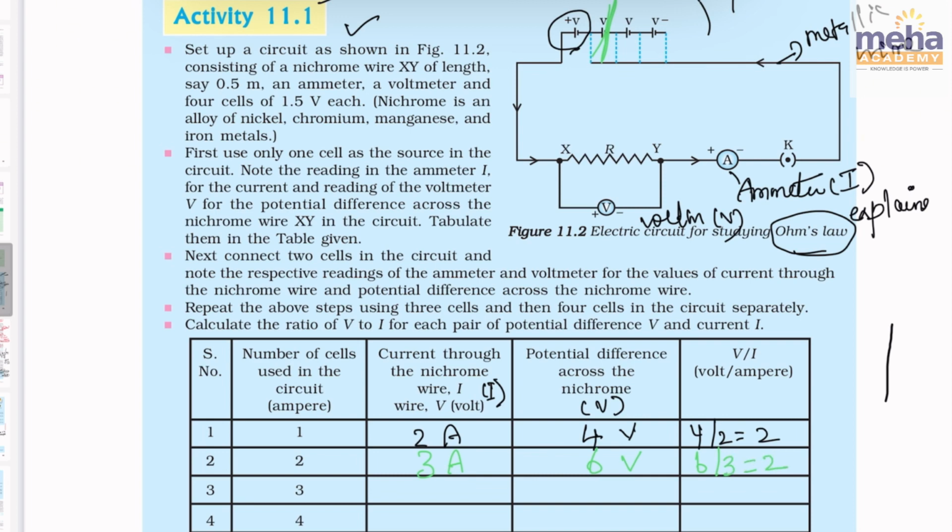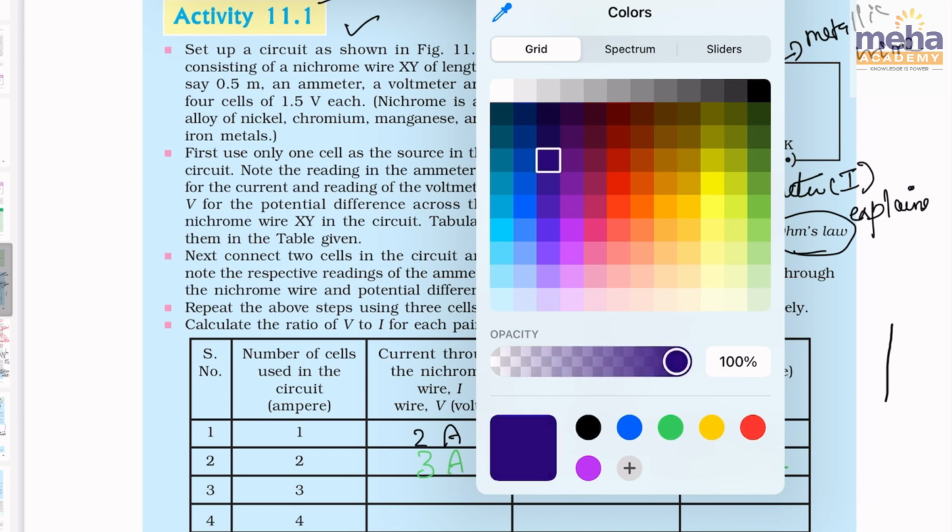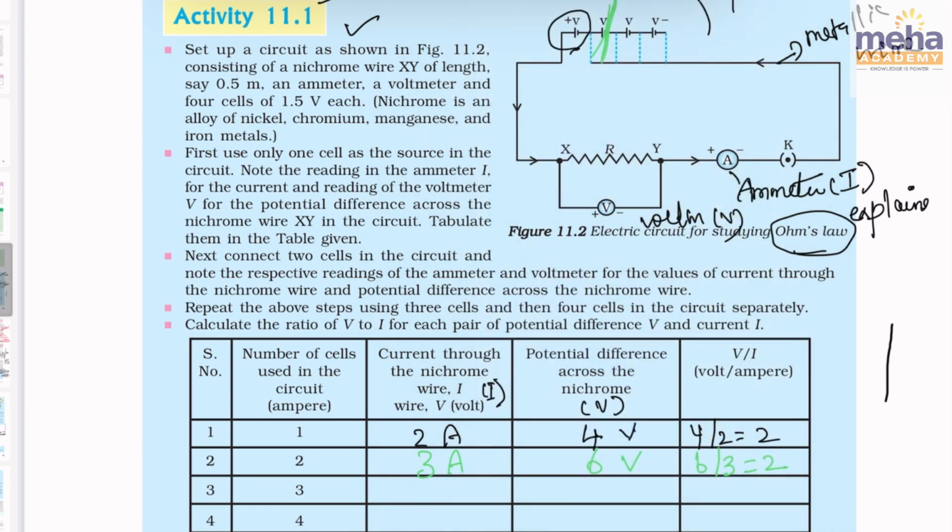Next I increase the number of cells to 3. See, number of cells is 3. So consider my current is 4 amps and the voltage is 8 volts. So that would be 8 over 4, that is 2. Consider I am increasing it to the fourth cell. So consider it is 5 amps. The voltage will be 10 volts, that is 10 over 5, that is 2.